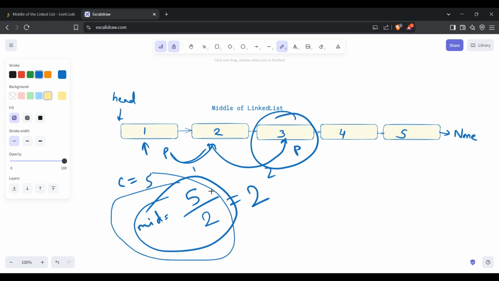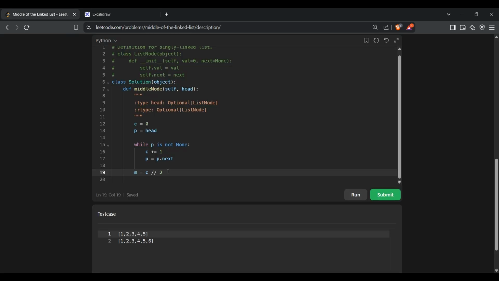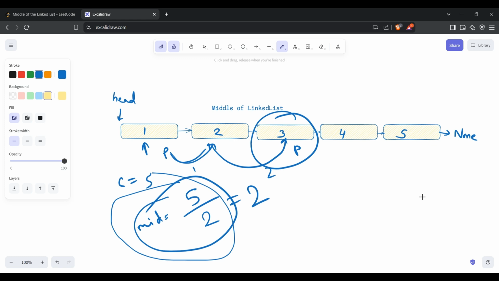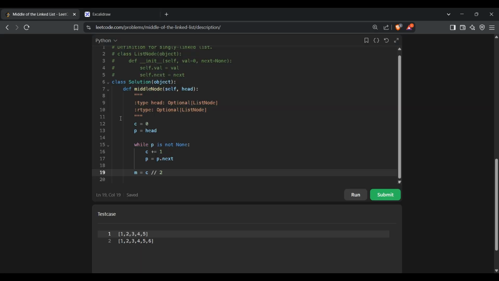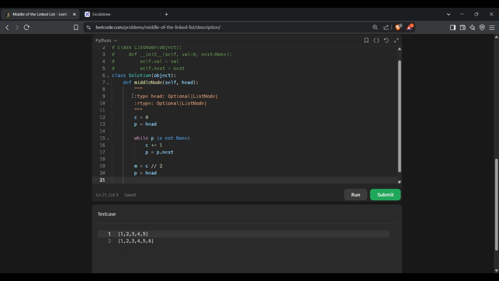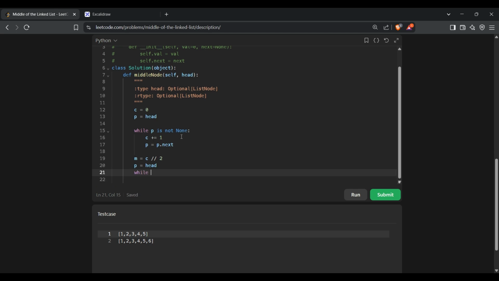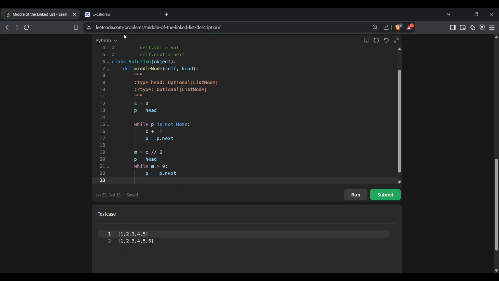Okay, for this example 5 by 2 becomes 2, and what we're going to do is place p back again on the head element. Okay, therefore p equal to head again. Now what we're going to do is, while m greater than 0, we will move p to the next element and decrease m.